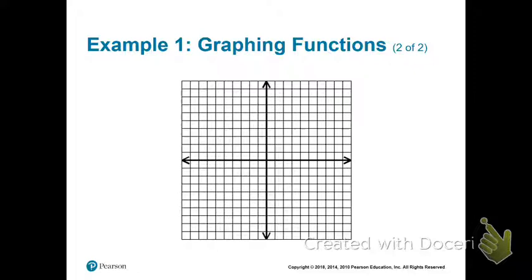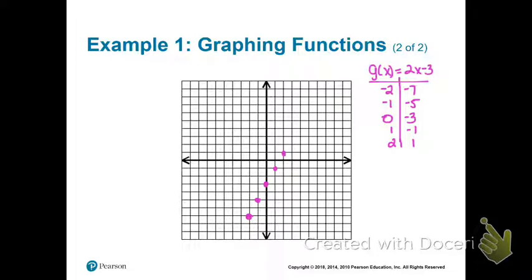Alright, so just to recap, for our g of x equals 2x minus 3, we had a table that had the ordered pairs -2, -7, -1, -5, 0, -3, 1, -1, and 2, +1. And so I'm going to go ahead and graph that one. So -2, -7, -1, -5, 0, -3, 1, -1, and 2, 1.